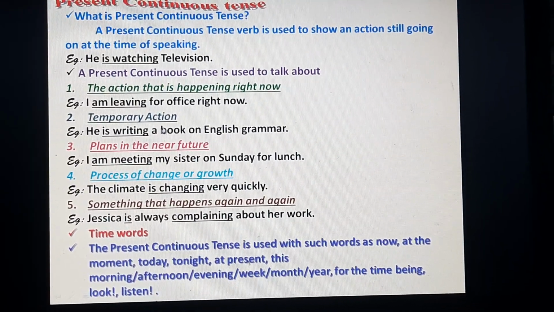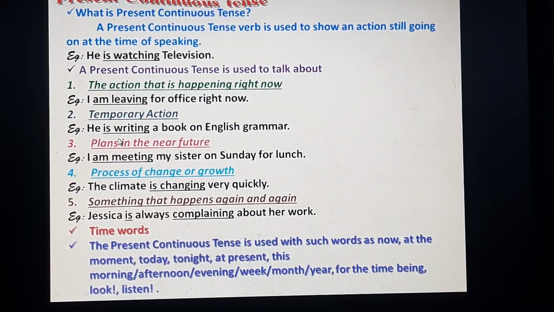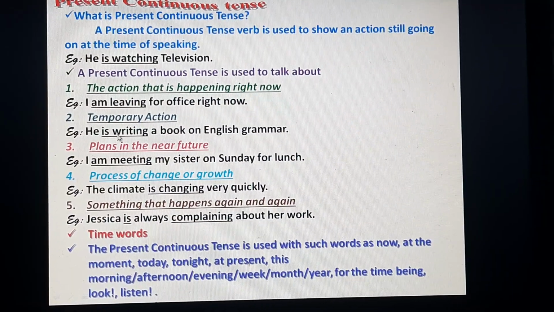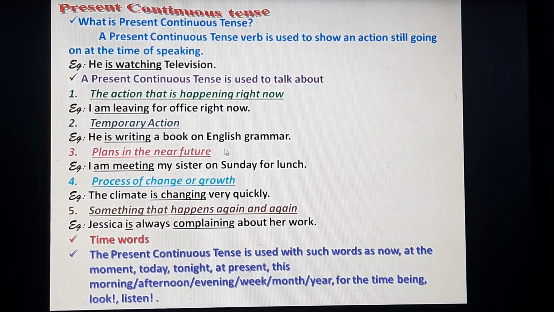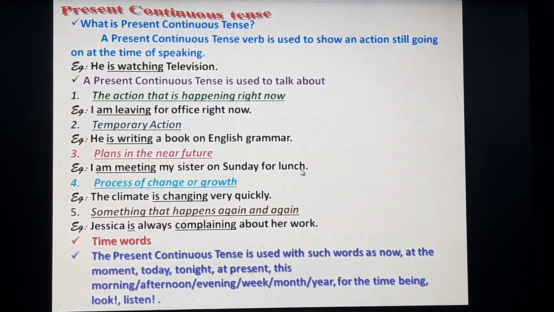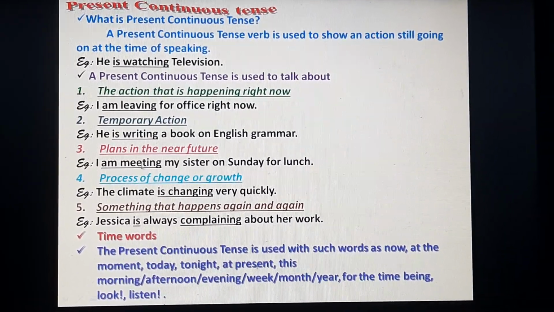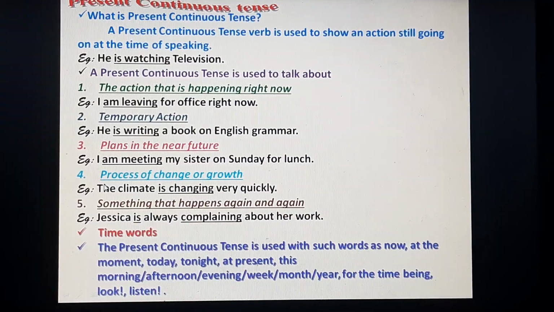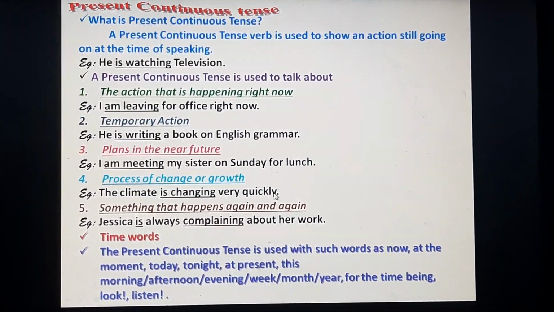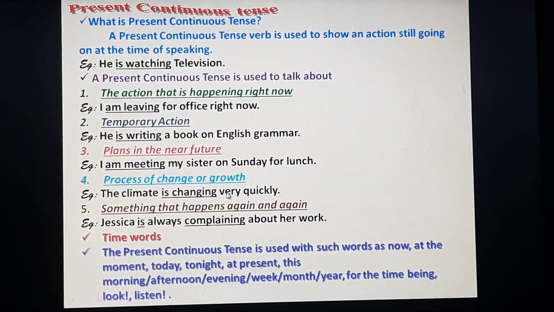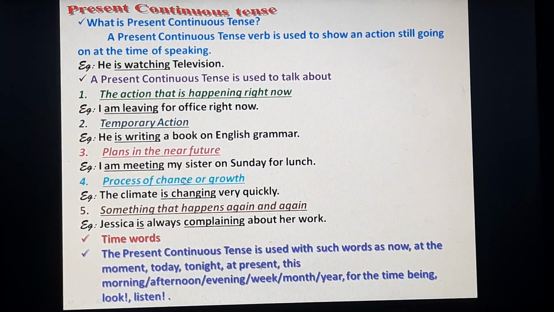Temporary action, he is writing a book on English grammar. This action is taking place for a short period of time. Plans in the near future. I am meeting my sister on Sunday for lunch. So the meeting will take place in the near future. Process of change or growth. The climate is changing very quickly. Is changing shows a continuous change.